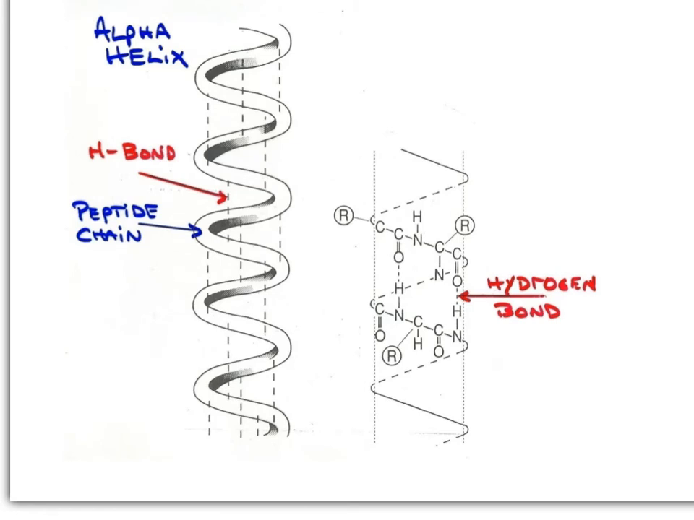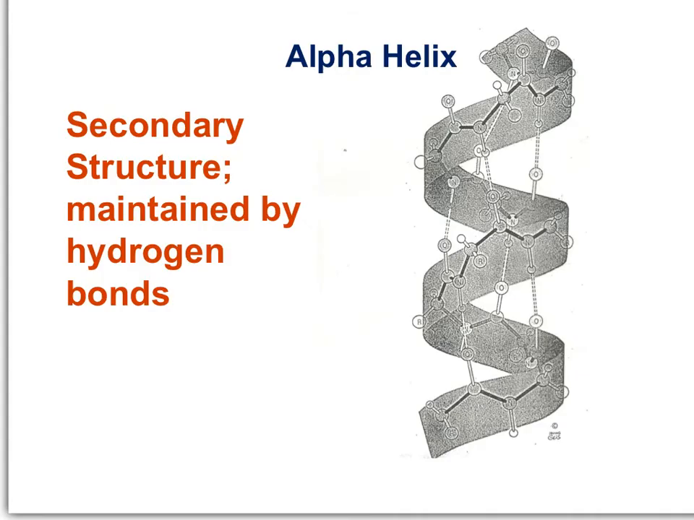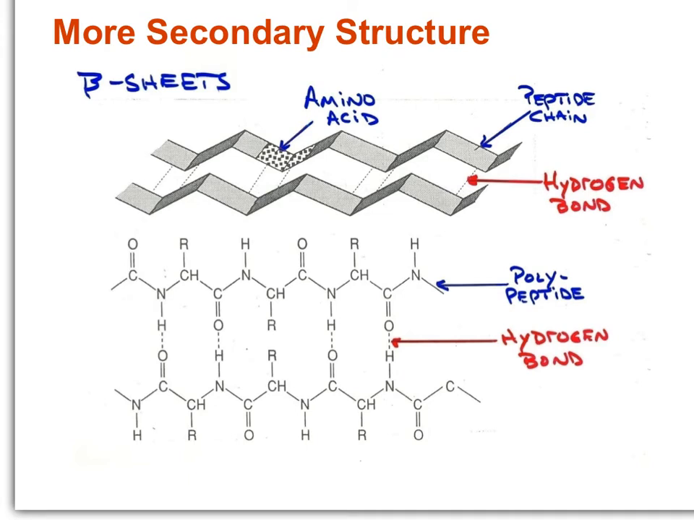This is called secondary structure, and it occurs due to hydrogen bonding between different amino acids along the length of the polypeptide. Another look at the secondary structure known as an alpha helix. As well, polypeptides fold and come together under the influence of hydrogen bonds to form the secondary structure known as beta pleated sheets.